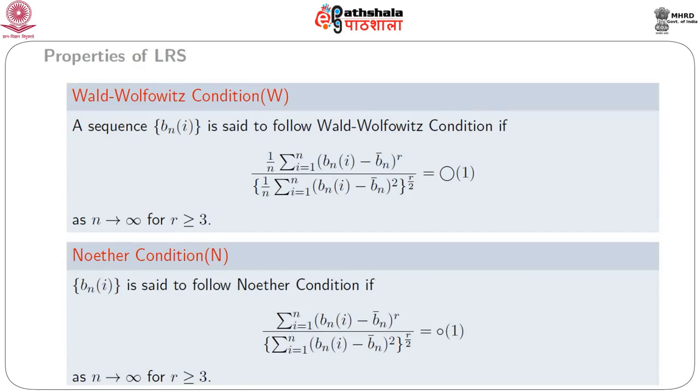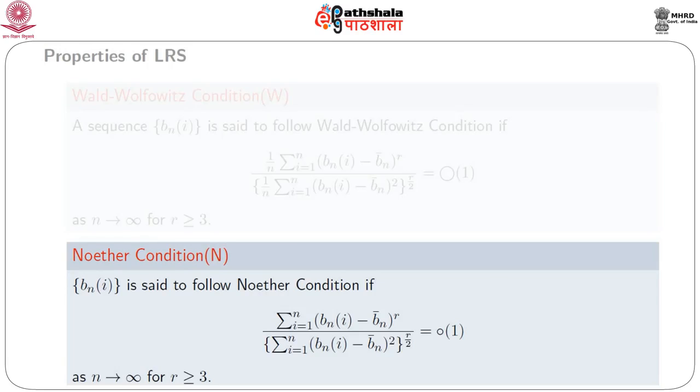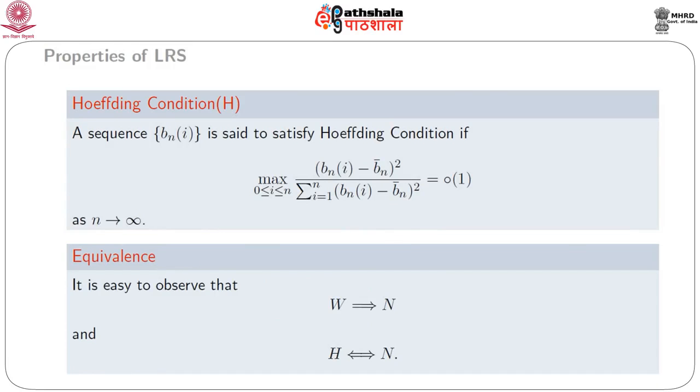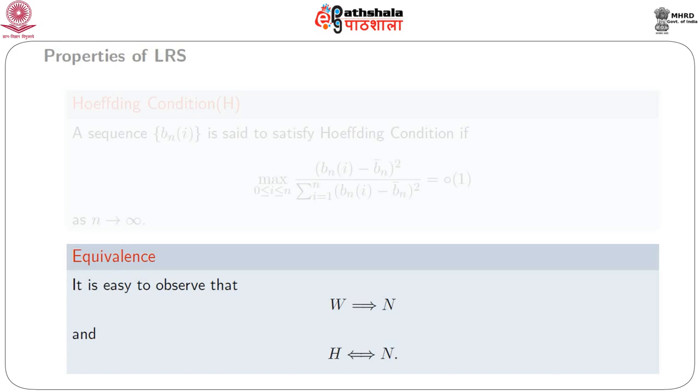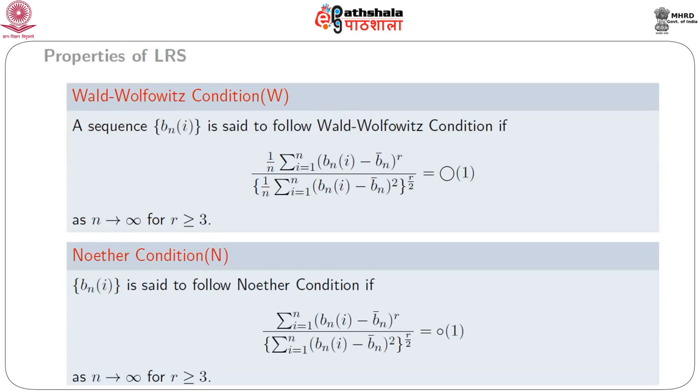Now we shall discuss the asymptotic distribution of linear rank statistics. You can check our presentation where some conditions are given, say the Wald-Wolfowitz condition, the Noether condition, and then the Webb-Beam condition. We have also seen that the Wald-Wolfowitz condition implies the Noether condition, and the Webb-Beam condition is equivalent to the Noether condition.